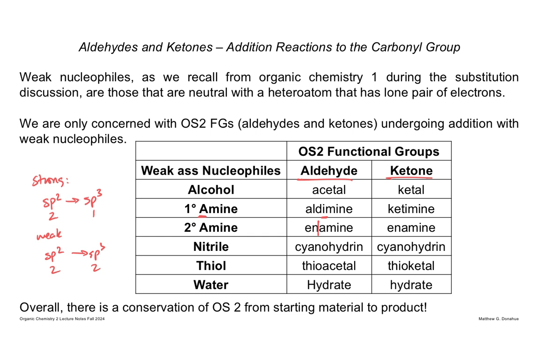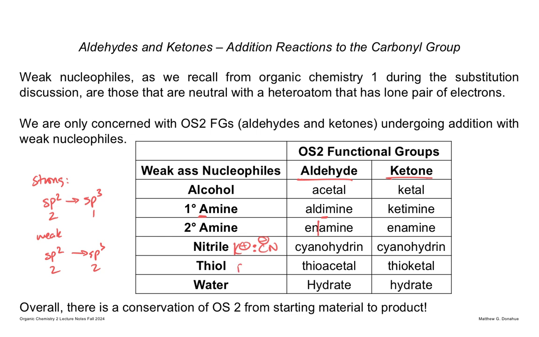So nitriles like potassium cyanide, even though that carbon is negatively charged, it's considered a weak nucleophile. So when that adds to either aldehyde or ketone, that forms something called a cyanohydrin. Cyano is cyanide, hydrin is alcohol. So it's a carbon that has an OH group plus a nitrile group.